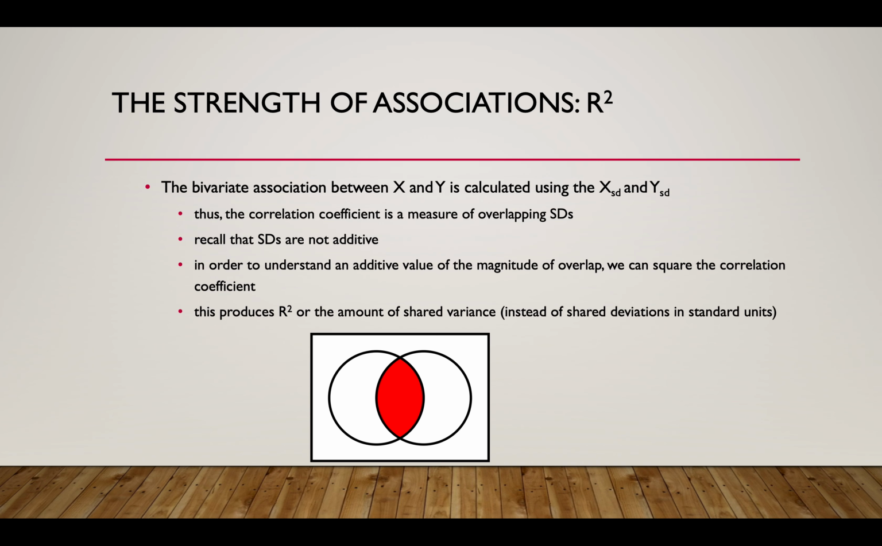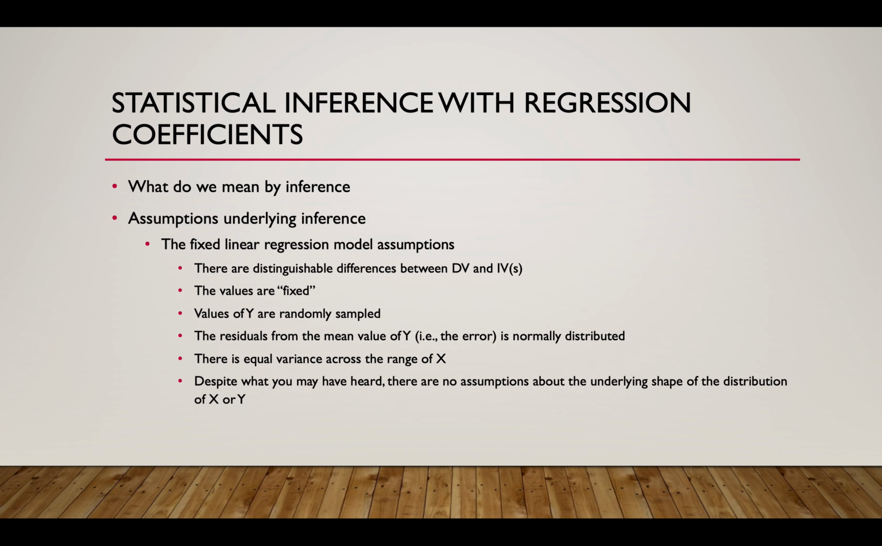That's what a correlation coefficient is really telling you, and that's what a correlation of 0.6 means. Okay, statistical inference with regression coefficients. What do we mean by inference?